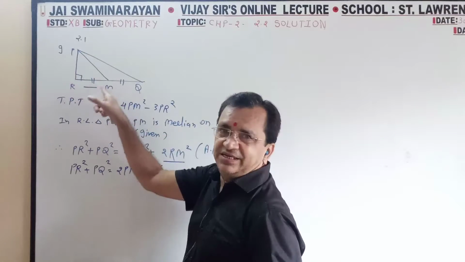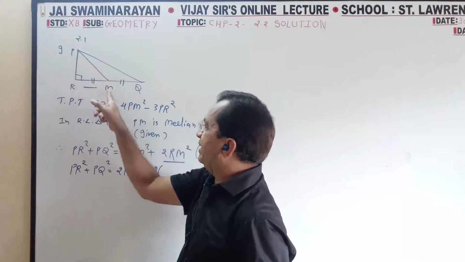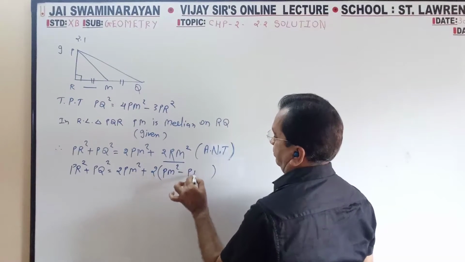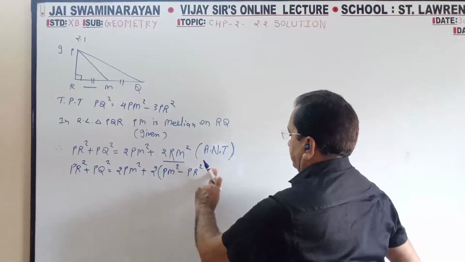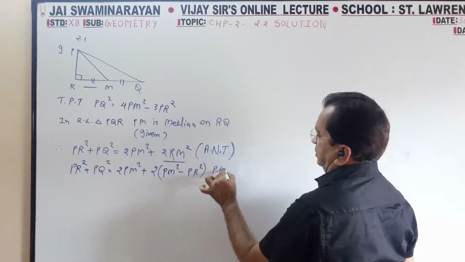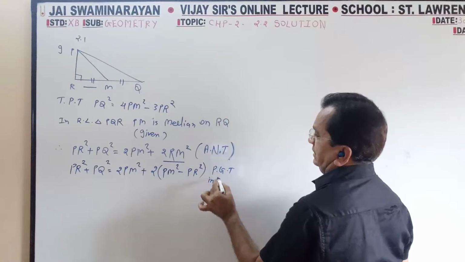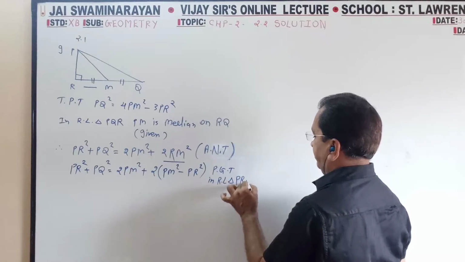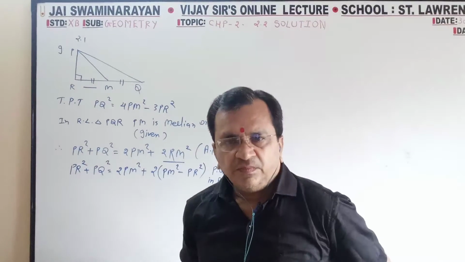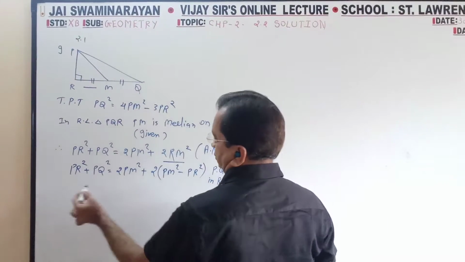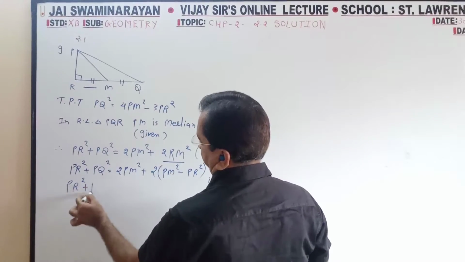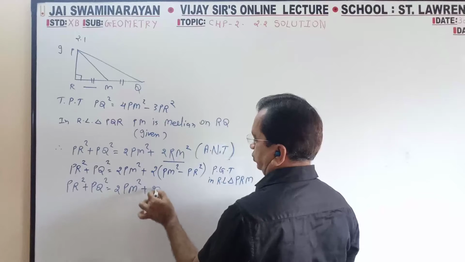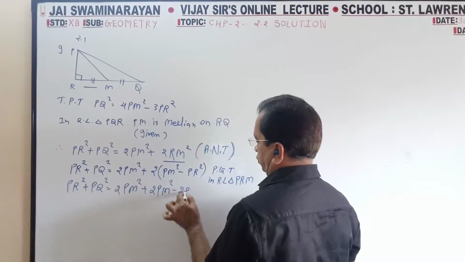In this right angle triangle, RM square is equal to PM square minus PR square. Pythagoras theorem in right angle triangle PRM. Okay, now simply open the bracket. Same. 2PM square, 2PR square.